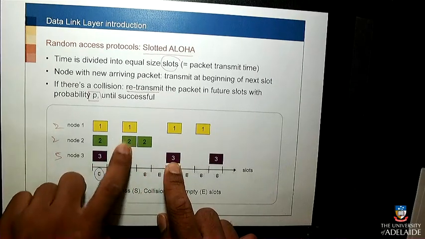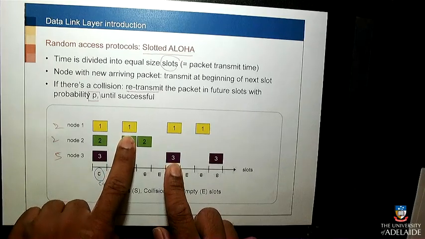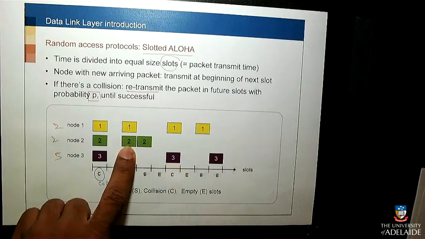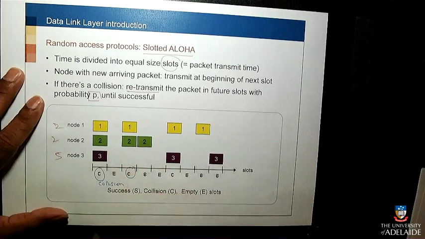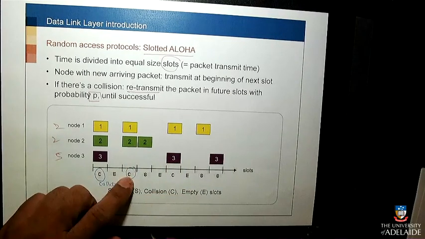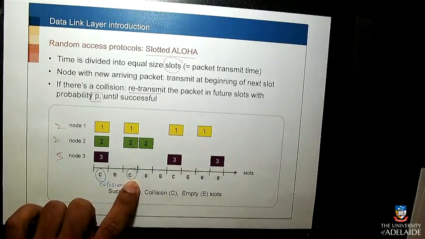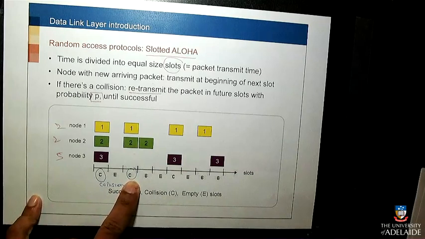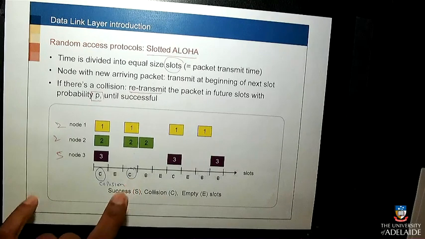But these two nodes just happen to pick two random numbers that are the same and end up transmitting at the same slot, and we have another collision. So what do they have to do? Do this again: pick a random number, wait a random interval of time, and transmit again. Try again. That's the nature of random access protocols.